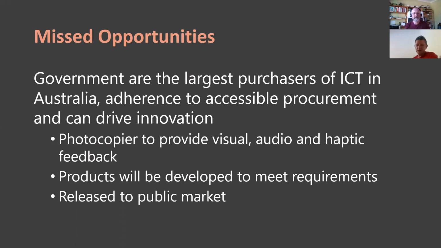Governments certainly are the largest purchaser of ICT in Australia, so we have a real amount of power here to actually make these changes, and there can be huge benefits. If we think of something like a photocopier, for instance, if we ensure that whatever we purchase has visual, audio and haptic feedback, then essentially we're ensuring that it's accessible for everybody, whatever medium they want to use. Now, these products will be made if the requirements are there. Vendors will provide them if people are demanding them. And obviously they won't just sit within government, they'll be released to the public market as well. So we really can drive innovation going forwards.